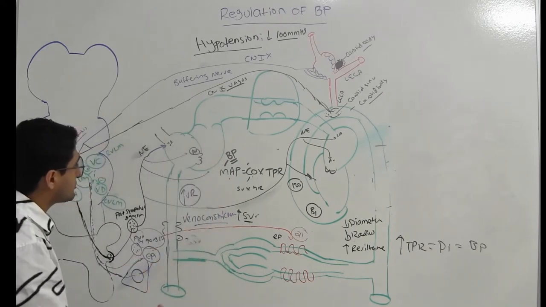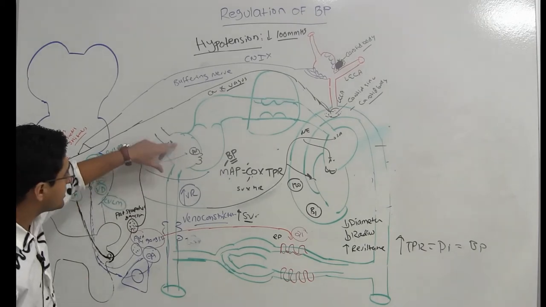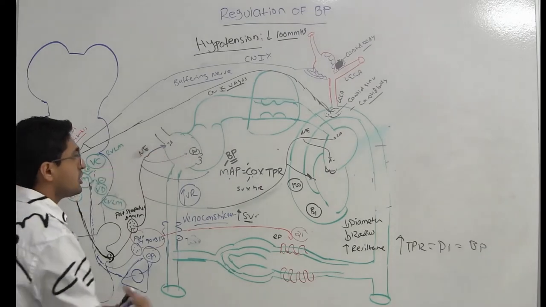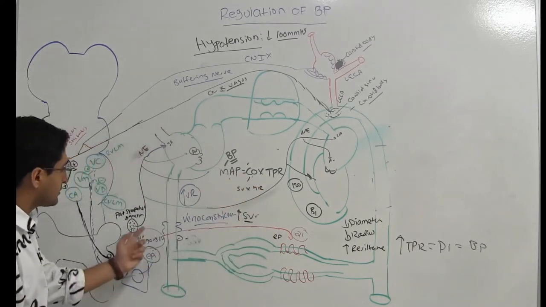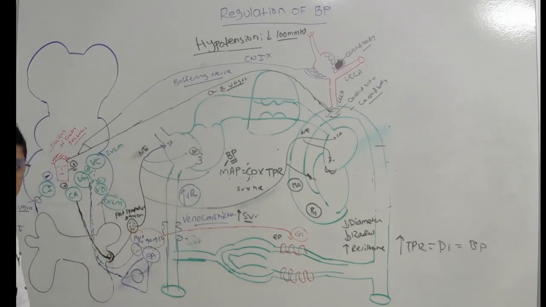If you increase venous return, what is going to happen to the cardiac output? There's more filling of the ventricles. When you have more filling in the ventricle, you have an increase in cardiac output. When you increase the cardiac output, you increase your systolic pressure, and when you increase your systolic pressure, you increase your blood pressure. So that is also one way to regulate your blood pressure, right?